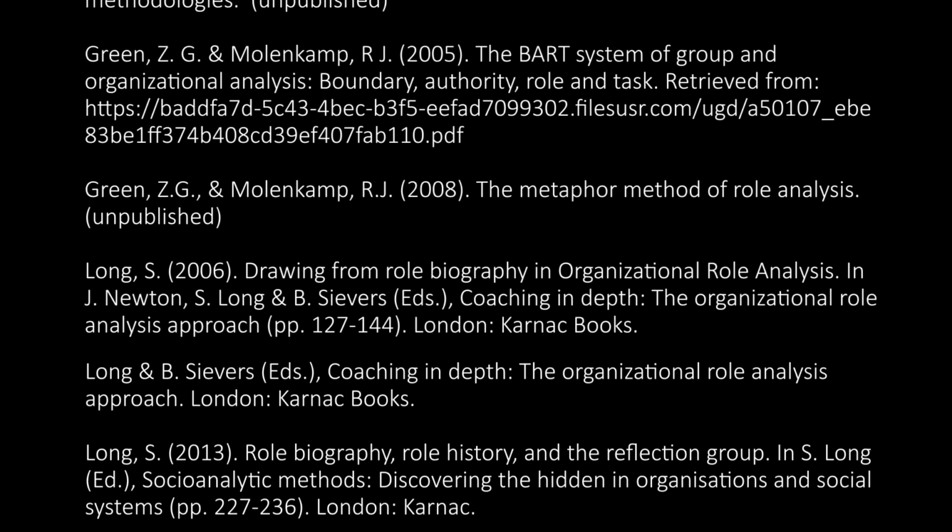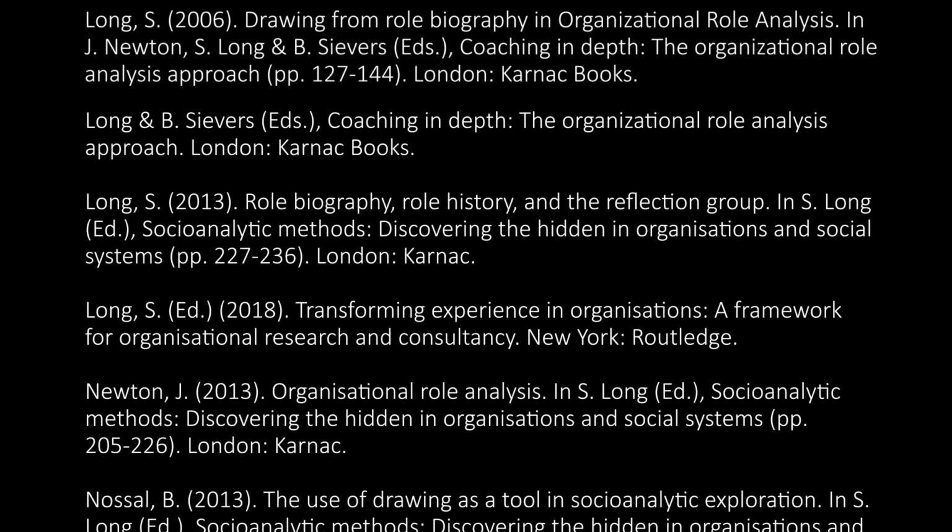For more information about methods of role analysis, please see the following references.